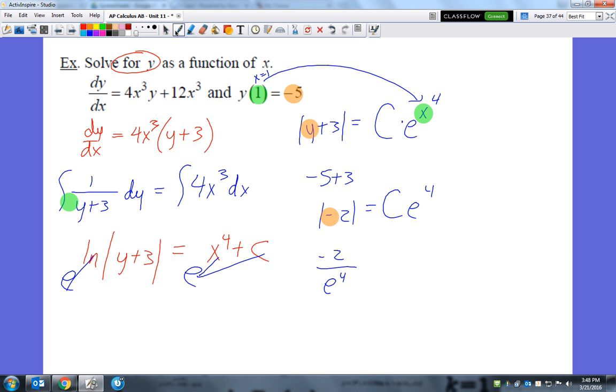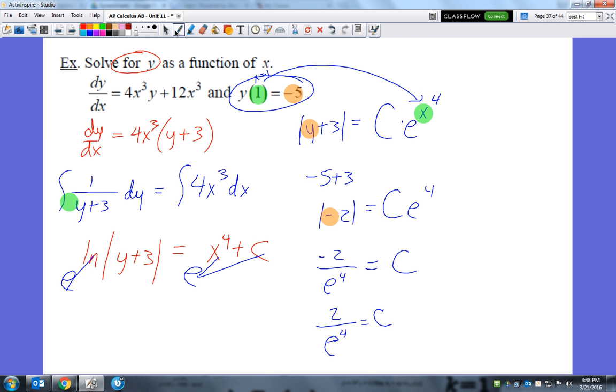Negative 2 over e to the 4th. See, this doesn't have a negative power to it, so I don't have to move this e to the negative 4 up. I can just leave it where it's at because it's technically written as a positive power right now. And this would be c. So it's either this or it'll be positive 2 e to the 4th. We'll look at my initial value to see which one it is.